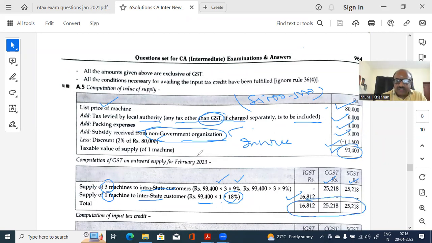So one part, as I told you when I started, look at the thing like the balance sheet. This side is the liability. What is the liability? Output GST. Now we have done output GST. Now we have to look at input GST.